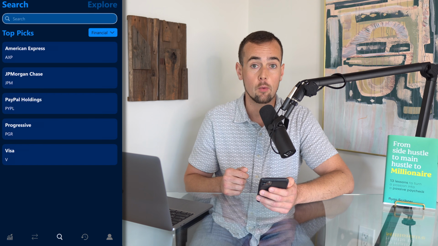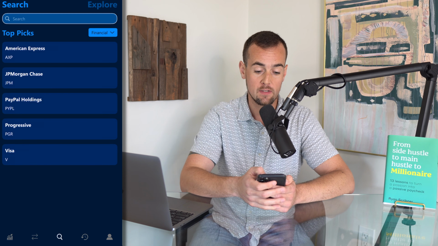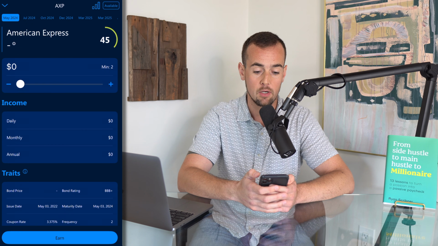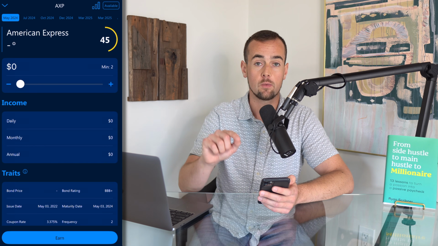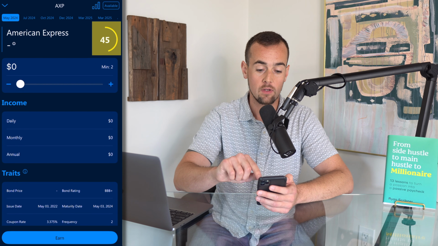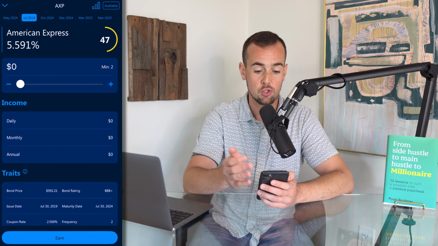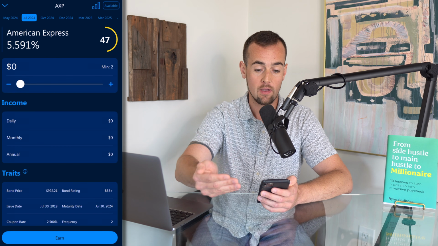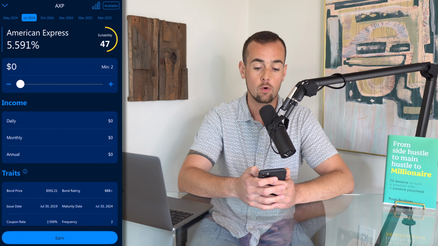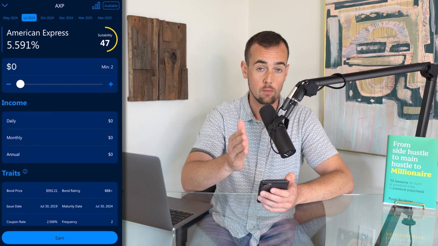So let's say, for example, we wanted to buy some American Express bonds. You would simply click on American Express, and the first thing I want to explain here is the 45 in the corner. So if we click into a maturity here that actually has bonds available, we can see that this has a 47, and this is your suitability score.